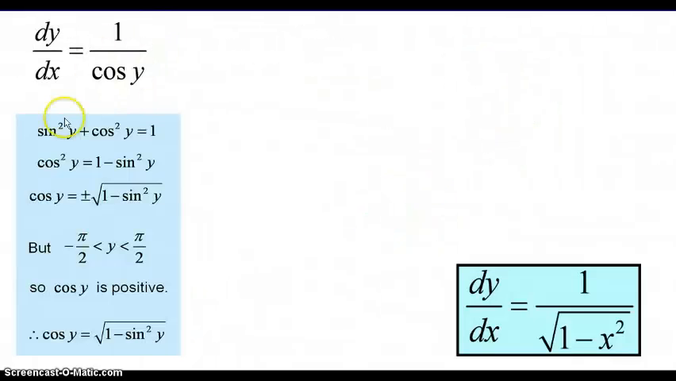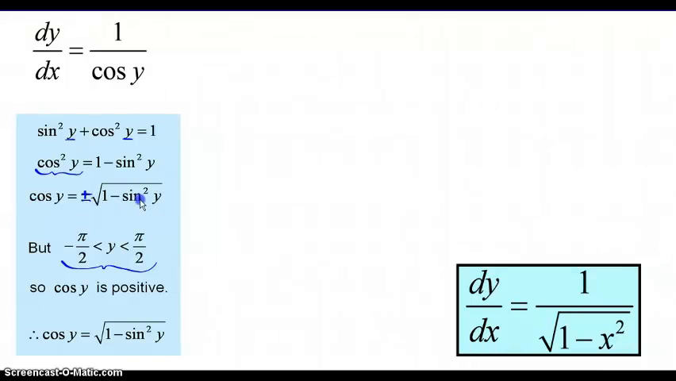So here's what we're going to do. We're going to go back to the Pythagorean identity. Here our angle measure is y. And we have to remember that the sine squared of an angle measure plus the cosine squared of that same angle measure equals 1. I'm going to solve this for the cosine squared of y, which means I'm subtracting sine squared of y from both sides. I'm taking the square root of both sides, which means I have a positive root and a negative root. I need to determine where in the plane that I am.